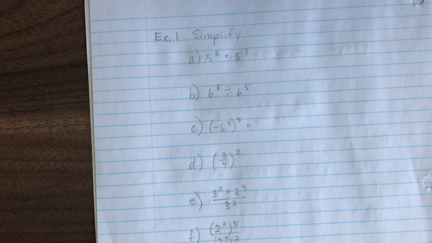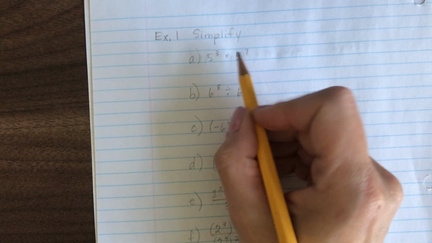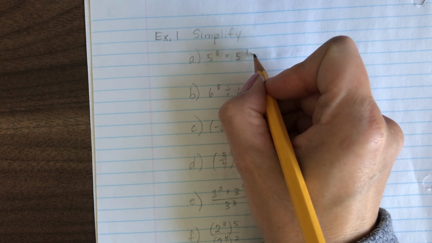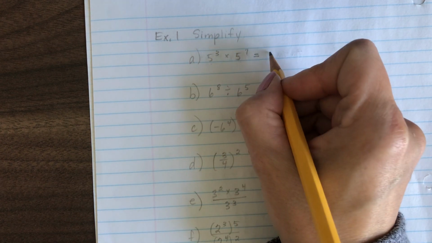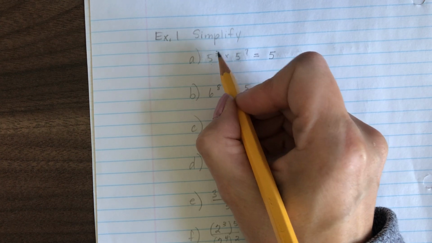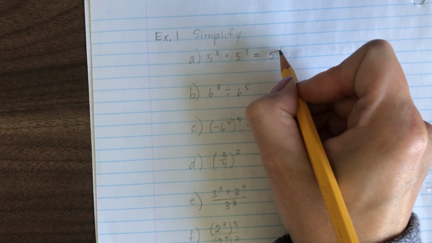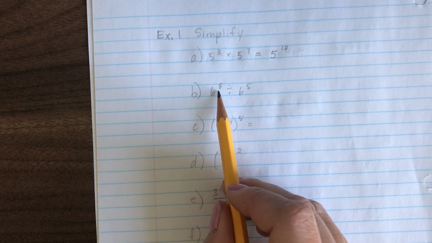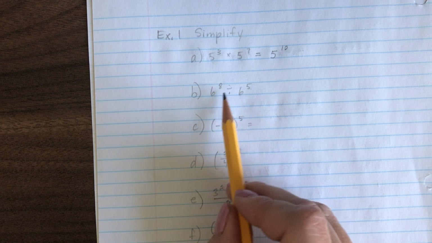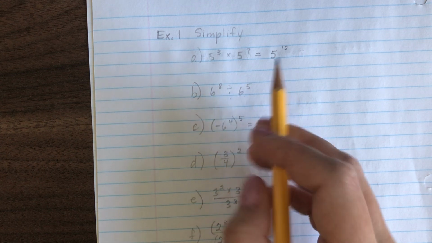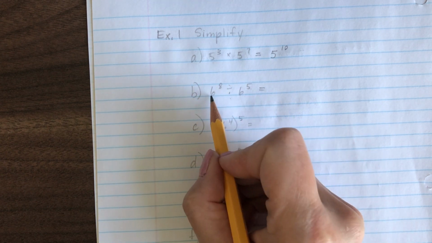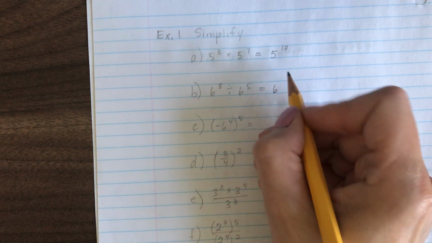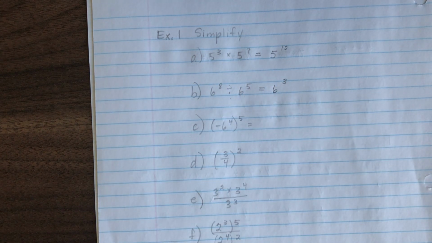Part A, we have 5 cubed being multiplied by 5 to the 7. So since we're multiplying powers with the same base, we're going to apply the product rule. We're going to keep the base the same, which is 5, and we're going to add the exponents. So 3 plus 7 added together gives us 10. In the next example, we have 6 to the exponent 8 divided by 6 to the exponent 5. We're going to apply the quotient rule since we're dividing here, which means we leave the base as 6 and we subtract the exponents. 8 take away 5 is 3.